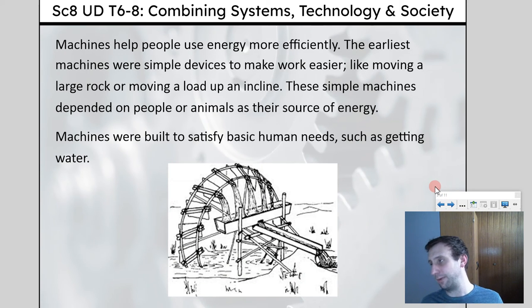Let's talk a little bit more about machines and technology and society. As you learned in the videos, machines help people use energy more efficiently. The earliest machines were simple devices. They weren't anything crazy, but they just made work easier. Maybe a lever in order to lift something, or this beautiful water wheel-ish thing, which would be a wheel and axle and inclined planes, which could be used for irrigation, in order to get water from one spot to another.